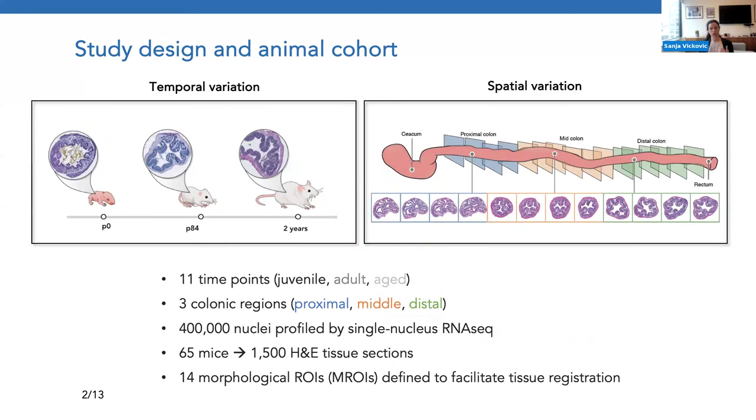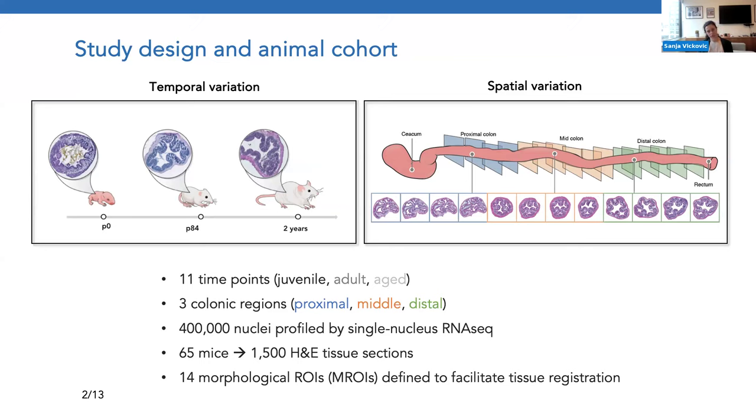If we wanted to address functional axes over time, of course, we have to have temporal variation. So we sampled the murine colon from when the mice are born at P0 to when the mice have reached very old age at 2 years. Also, we have focused on sampling serially the whole colon from the proximal to the distal ends. We included 11 different time points from juvenile, adult, and aged mice, three colonic regions, as I already mentioned.